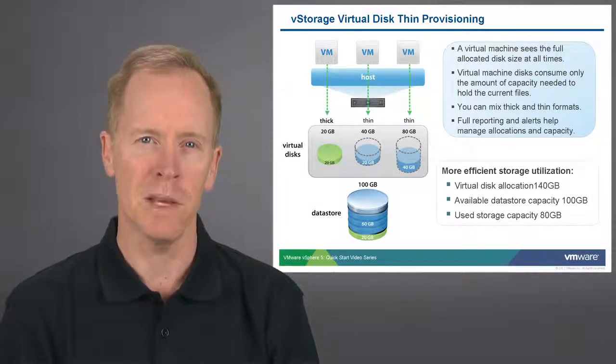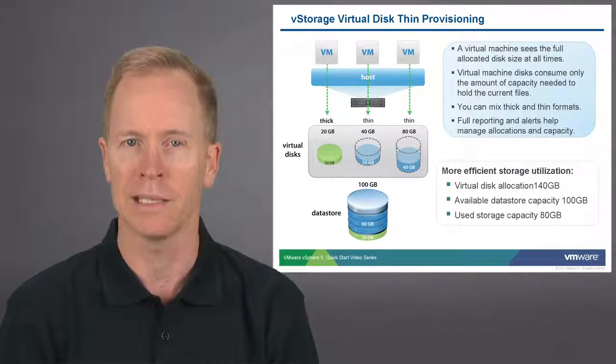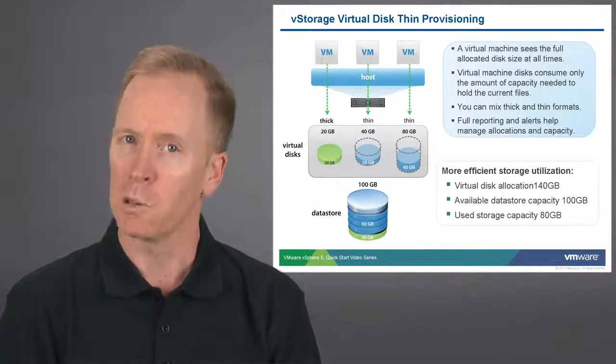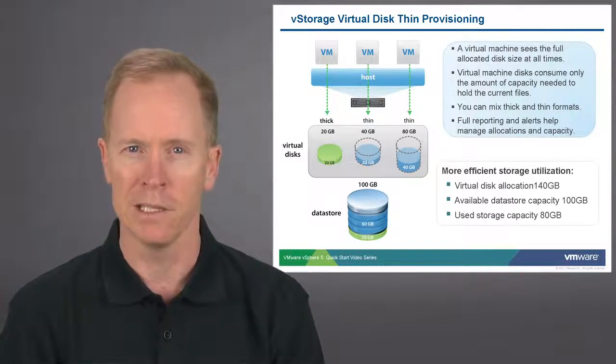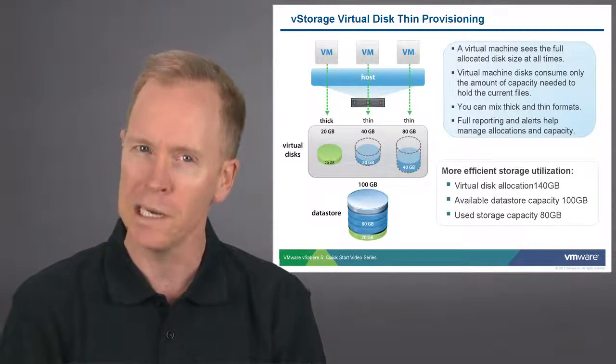The virtual machine in the middle has a thin provisioned virtual disk. When you create a virtual disk, you have the option to create the disk as a thin provisioned disk, which we've done in this case. We're creating a disk that appears to be 40 gigabytes, but notice in this diagram that the actual amount of data blocks that we've allocated thus far is only 20 gigabytes.